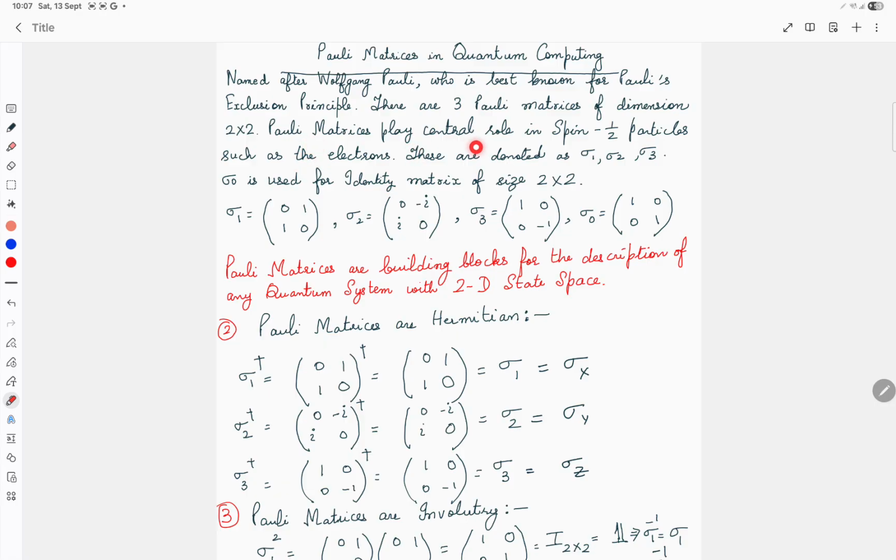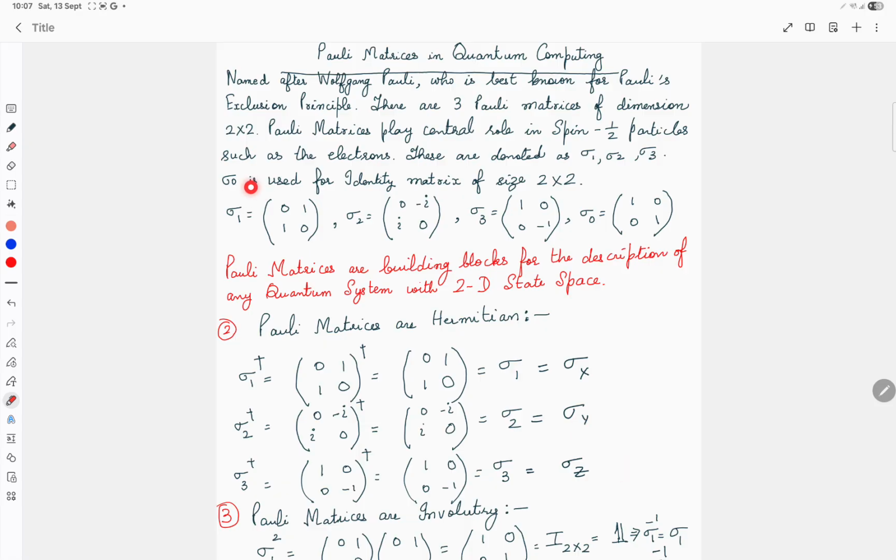Pauli matrices play a central role in spin half particles such as electrons, and these matrices are denoted by sigma 1, sigma 2 and sigma 3. These are also denoted by sigma x, sigma y and sigma z. And these Pauli matrices will result into Pauli x gate, Pauli y gate and Pauli z gate. We will see further into the lecture.